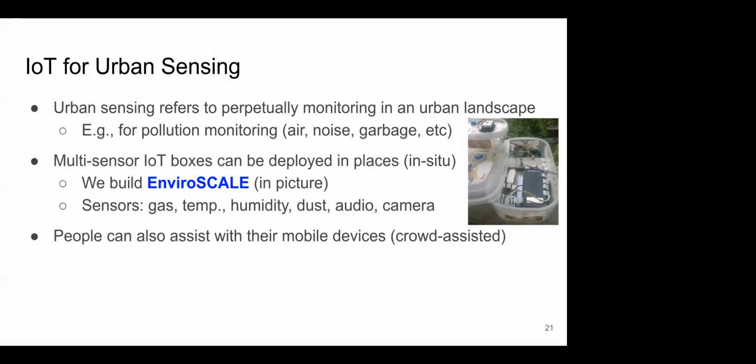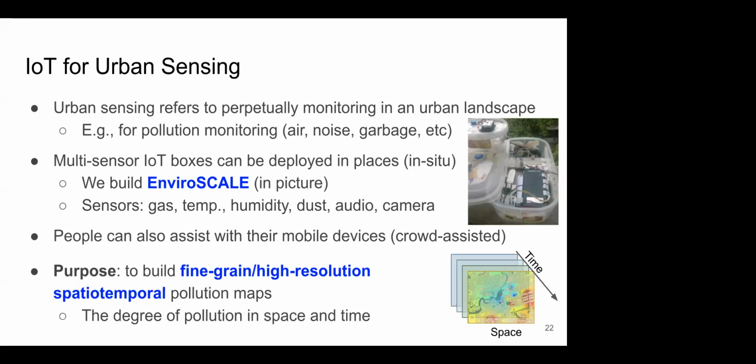These environmental monitoring boxes can be deployed at a certain location, fixed there, or they can be mounted on a backpack or a bike and moved around by users. We normally call this cloud-assisted sensing. The purpose of this deployment is to observe the pollution level in a city.